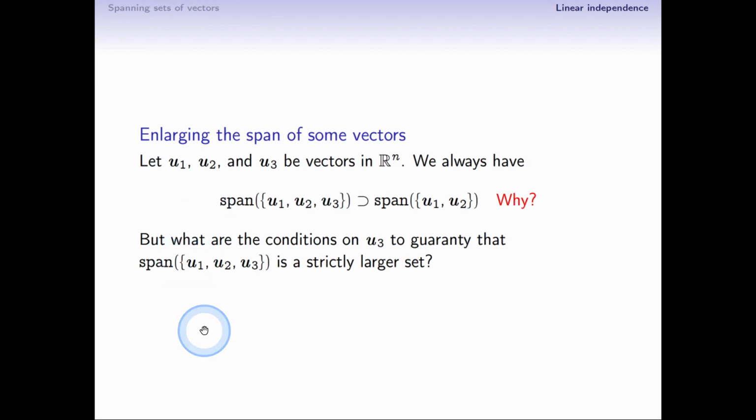The question we're after, though, is this. What are the conditions on u3 to guarantee that the span of u1, u2, and u3 is strictly a larger set? What would I have to know about u3 to know that this collection contains elements that aren't already in the span of u1 and u2? What do I have to know about u3 so that I'm opening up some new ground, containing elements that I couldn't contain before with just u1 and u2 alone? That is, in order to guarantee that the span on the left is strictly bigger than the span on the right?